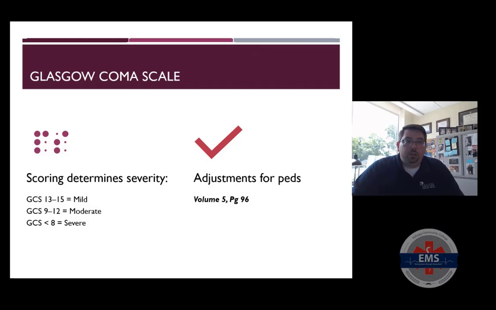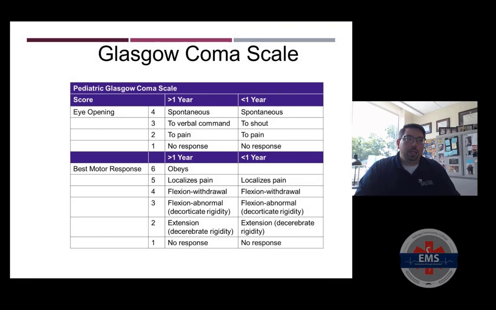Glasgow Coma Scale. We know that the scoring is going to be a little bit different for pediatrics than you would see with an adult. GCS, typically 13 to 15, is mild, moderate is 9 to 12, and severe is less than 8. This again is in volume 5, page 96 of your textbook, and here we can see those that are greater than 1 year and those that are less than 1 year.